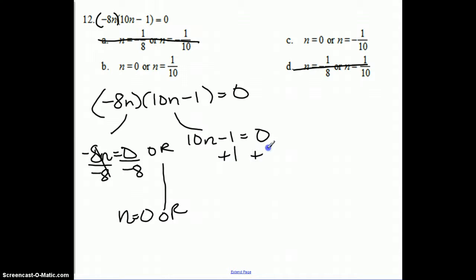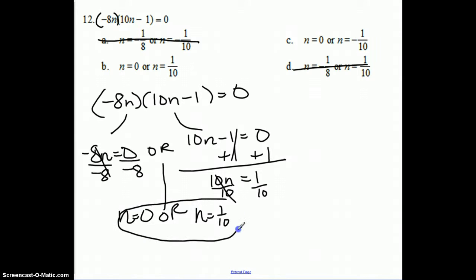Then I'm going to add 1, get 10n equals 1, and divide by 10. So I have n equals 1/10. So that means my answer up here is going to be B.